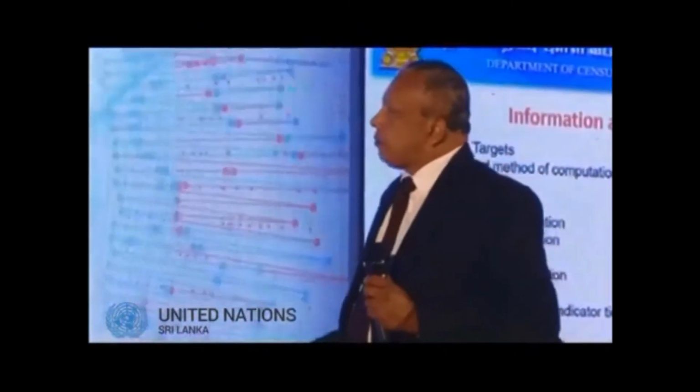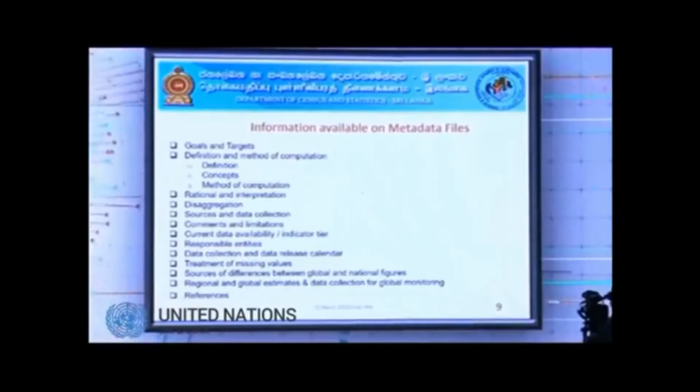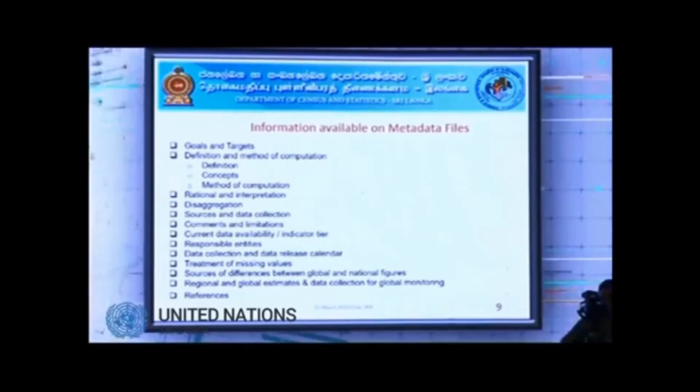Look at this list of information. These are the kinds of information that you can get from that metadata file. It gives you, for each of those indicators, the corresponding goal, target, the definitions and method of computation, the concepts and the rationale for interpretation, and disaggregation levels. Remember, this disaggregation level is very, very important.